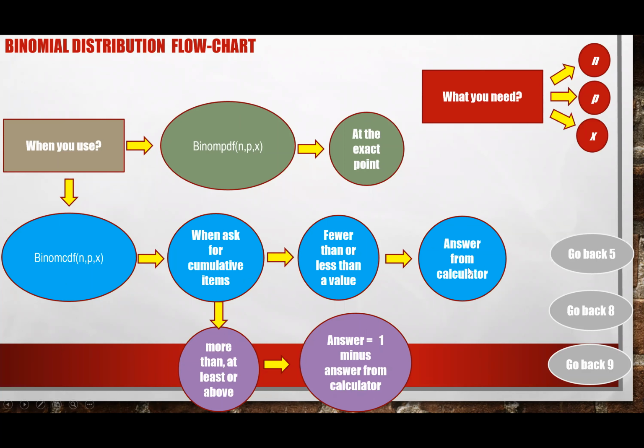Whatever the calculator output is, that will be your answer. If it's "more than," we have to do one extra step: to find the answer, we take 1, which is the maximum probability, minus the answer from your calculator. You're still using this formula. It's just that to find the answer, we take 1 minus whatever the calculator answer is.